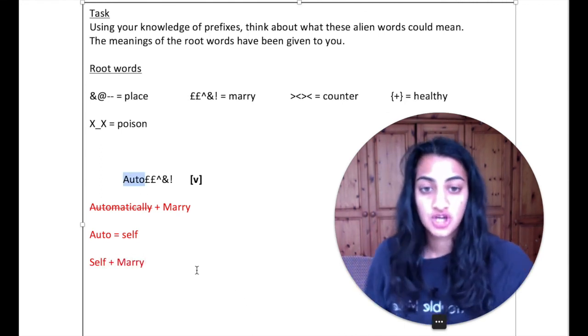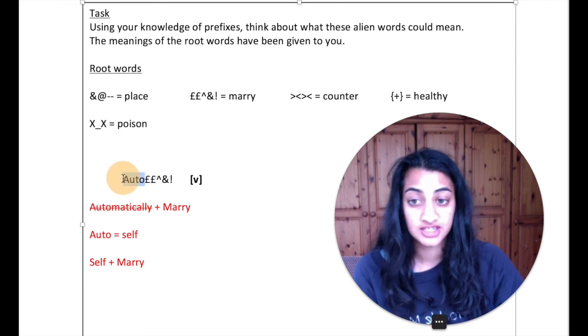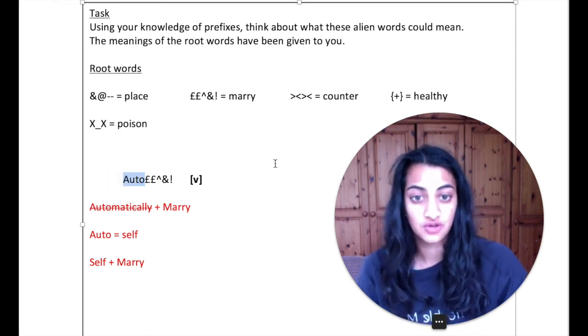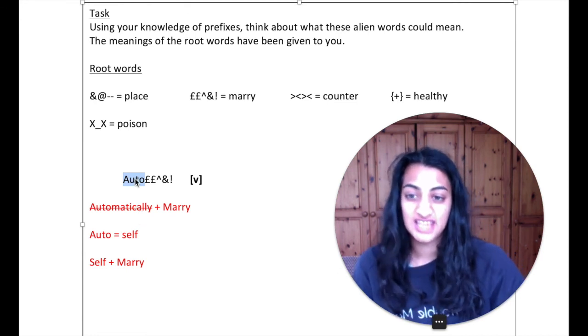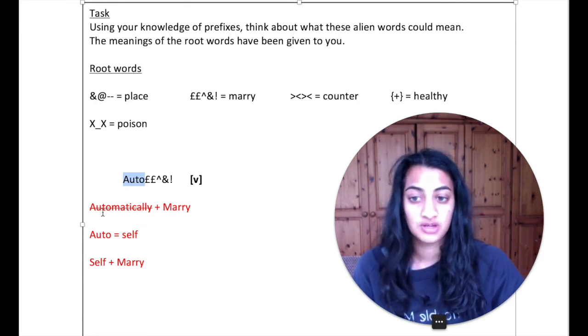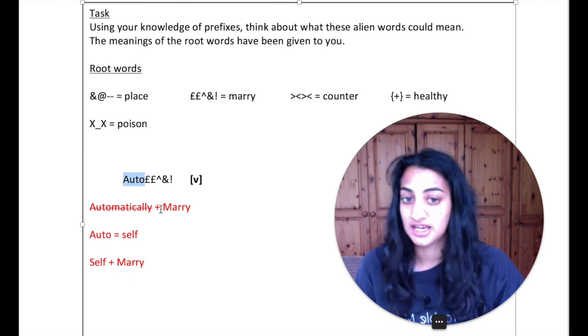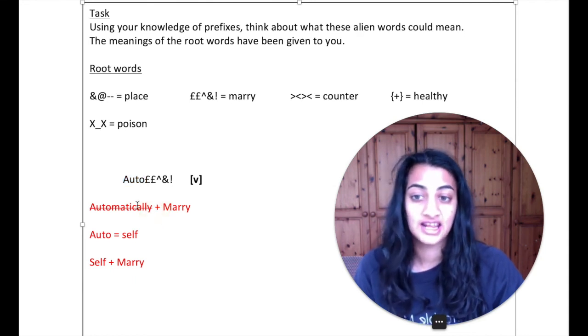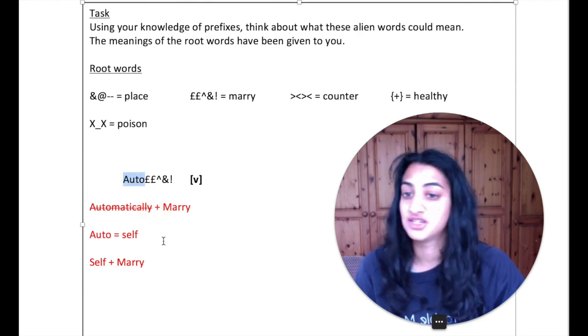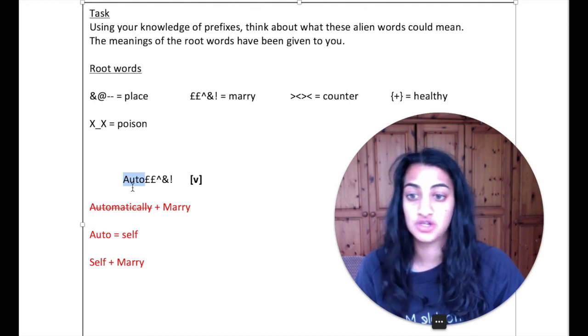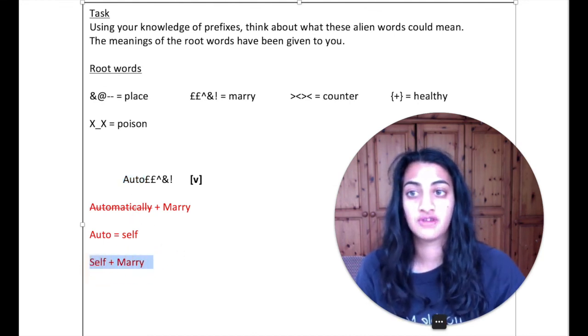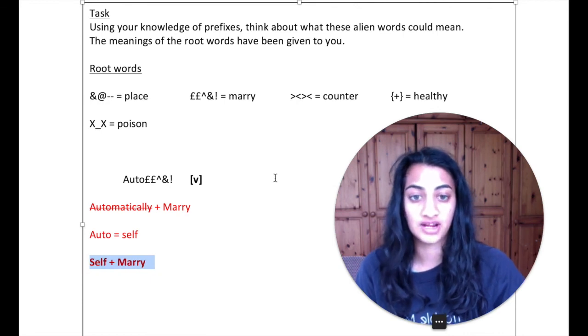So in the future, remember to look at the prefix and think about the meaning that you know it is, which is on the list that I've given you, instead of associating the prefix with another word that sounds like it. Okay? Automatically does sound like auto, but it does not mean the same thing, so we cannot just use them interchangeably. So the correct answer would have been self-marry.